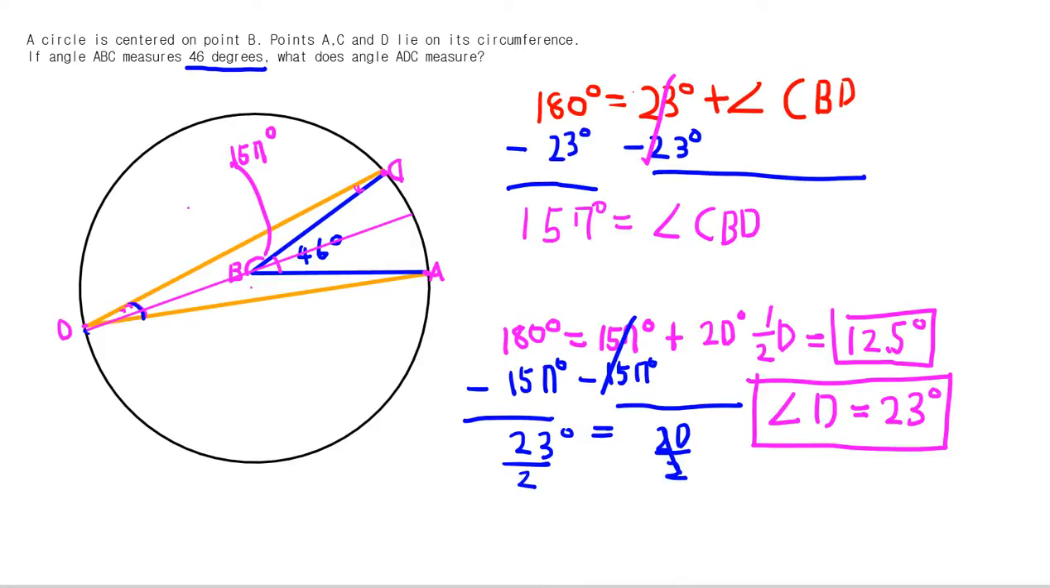And this was the third example of finding inscribed angles in the circle. In the next video, I'm going to talk about the last example of solving for inscribed angles.